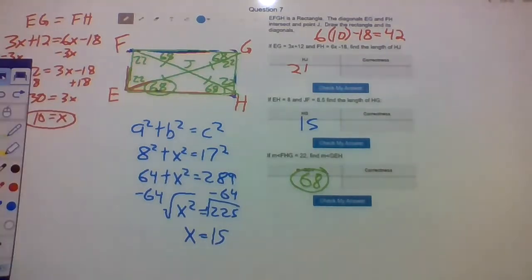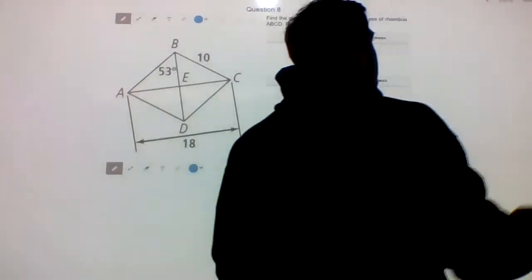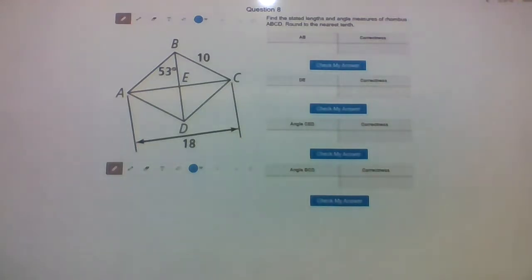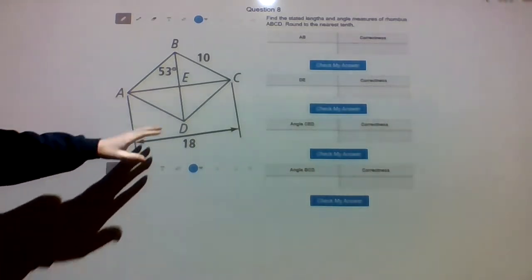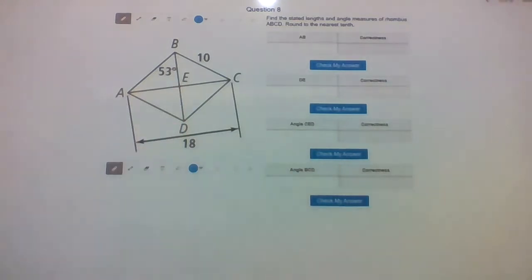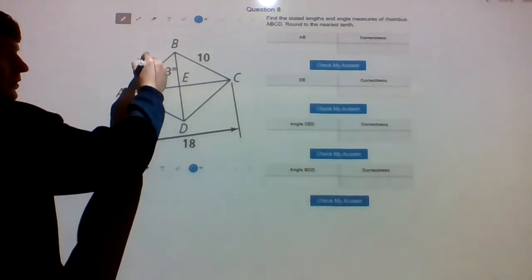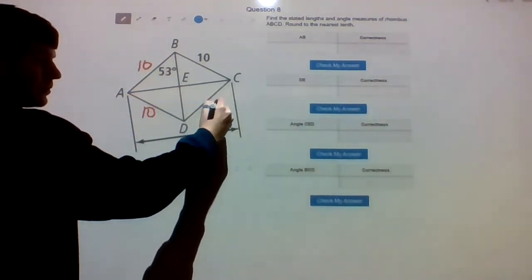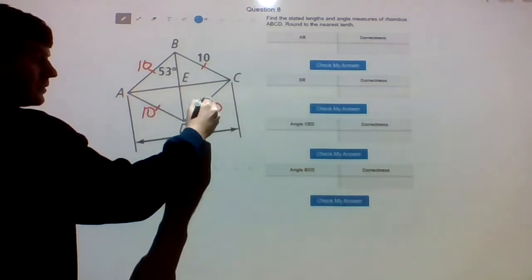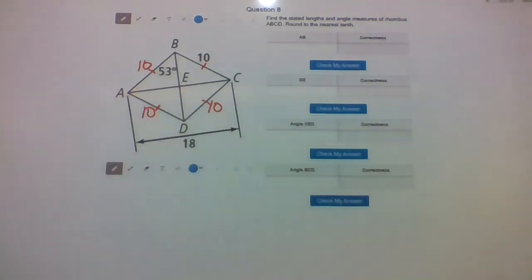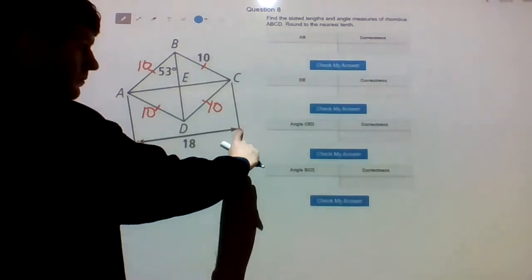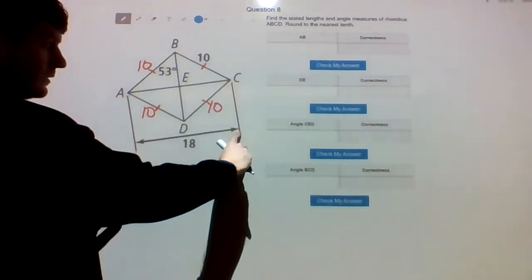Okay. So we need to leave here, go to the next one. Alright, so we have a rhombus for this one. We need to find both sides, diagonals, angles, everything here. So it's a rhombus. We know a rhombus is a parallelogram with 4 congruent sides. So AB has to be 10. All sides of a rhombus are congruent, so 10, 10, 10, 10. AC here is 18.